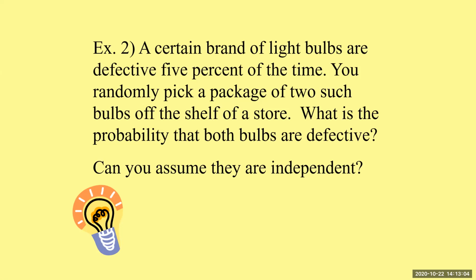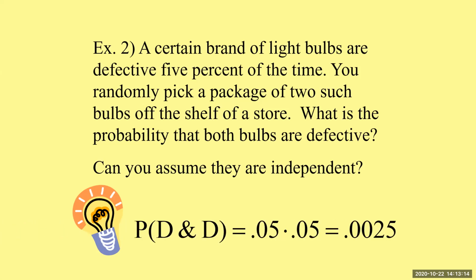Okay, so if I have information about the first bulb, is that going to tell me information about the second bulb? Does the first bulb being defective affect the second? Well, these would be independent. Even if I know the first one's defective, that wouldn't affect whether the second one is.